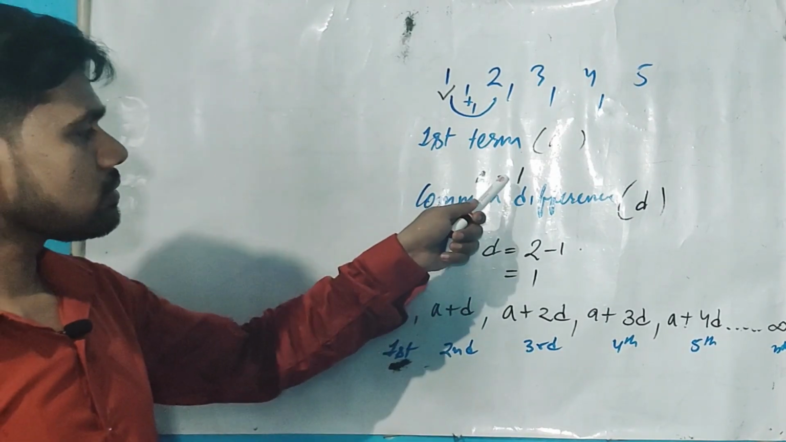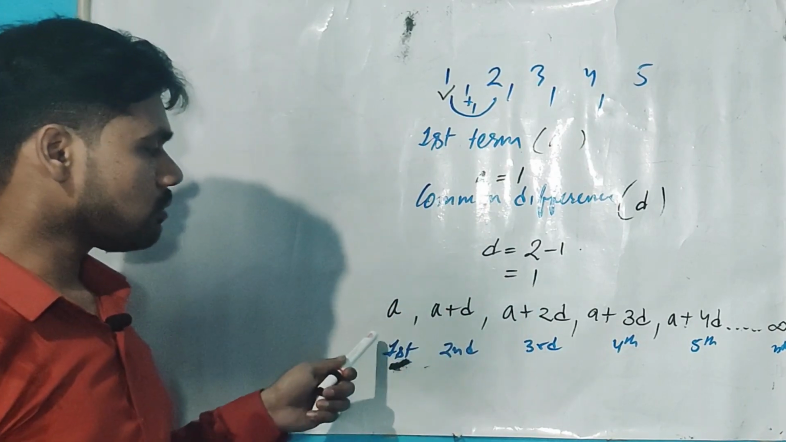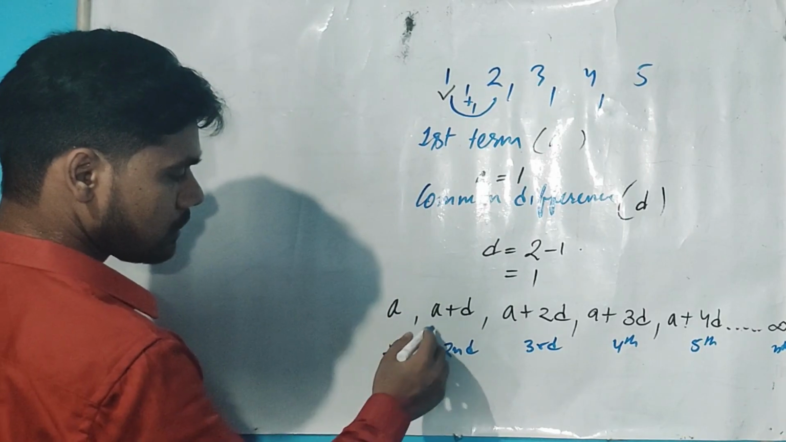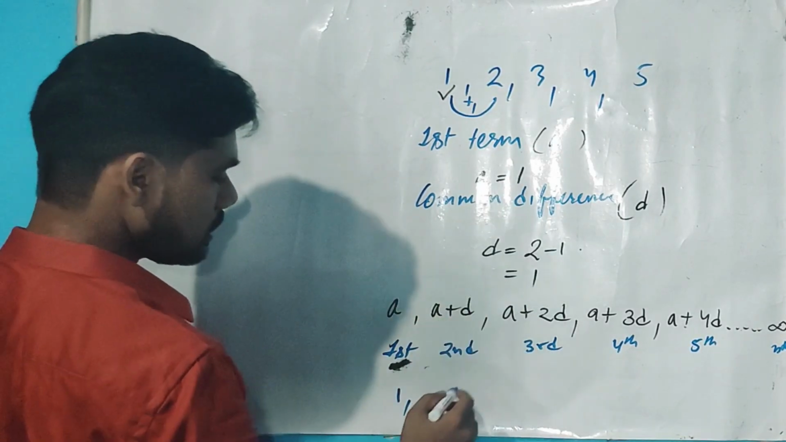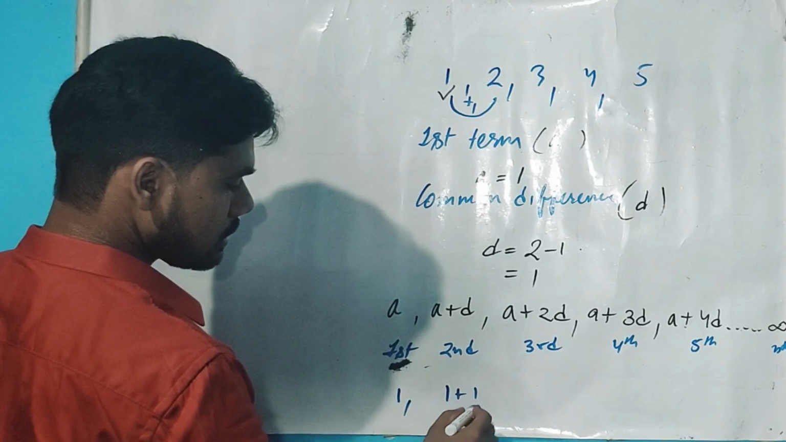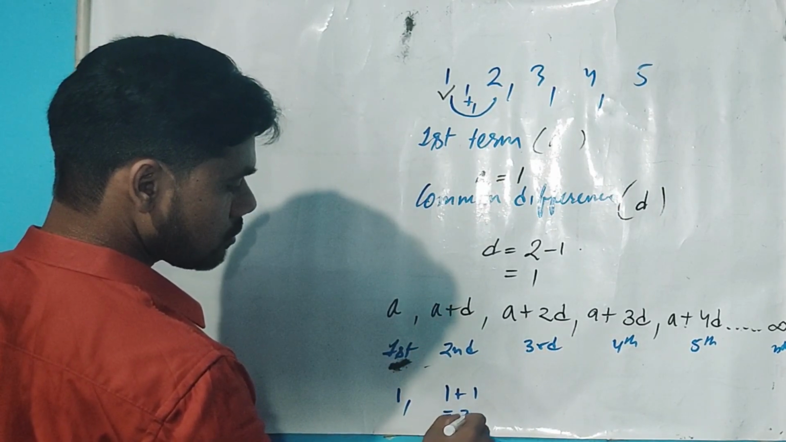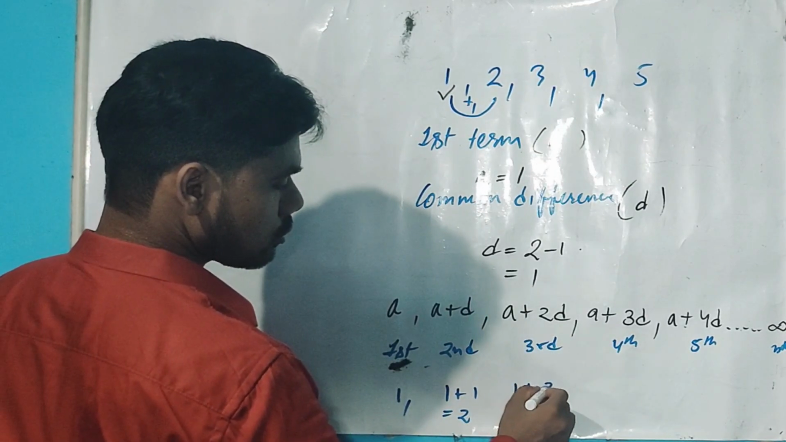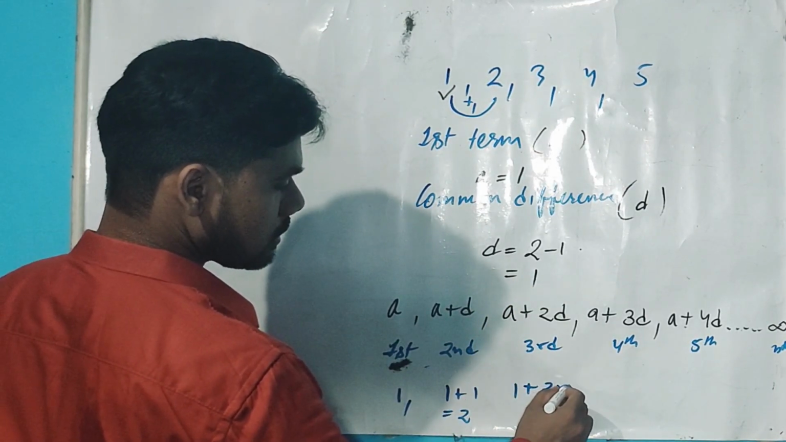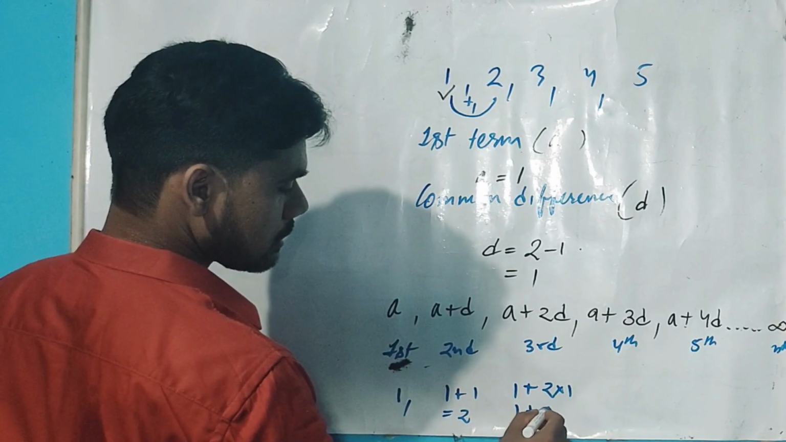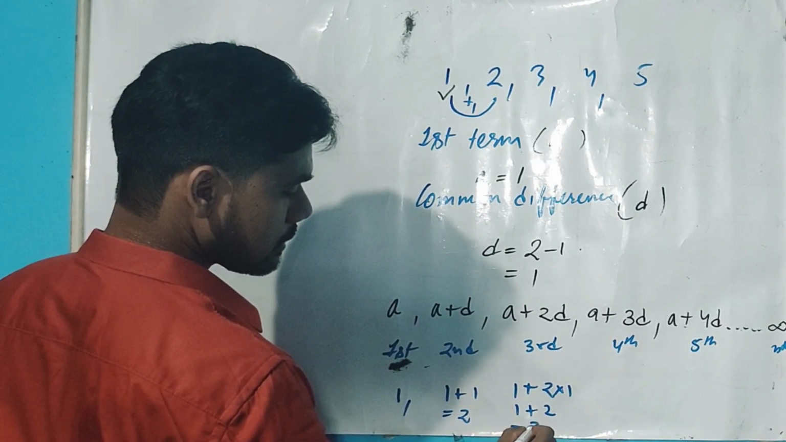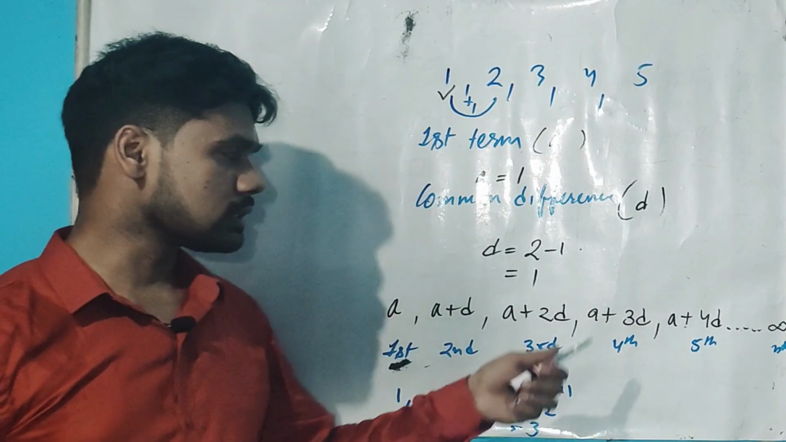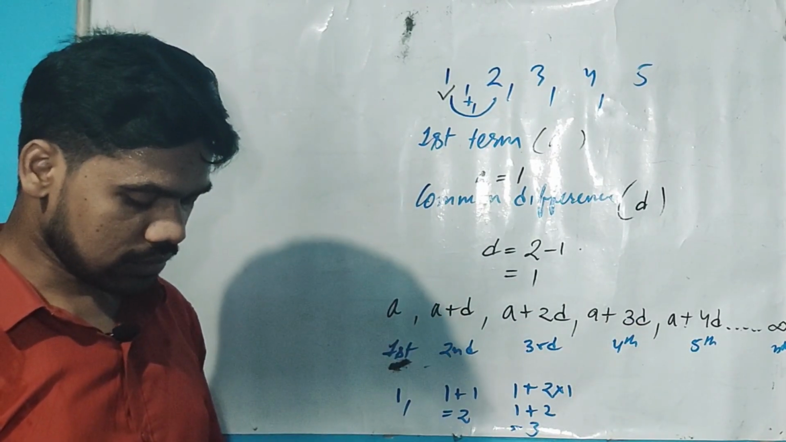We have A is 1 and D is 1. If we want to make a pattern, the first is 1. The second, A plus D, means A is 1 plus 1, equal to 2. The third is A, which is 1, plus 2 times D, where D is 1. So 1 plus 2 is equal to 3. This way you calculate the patterns 1, 2, 3, and so on.